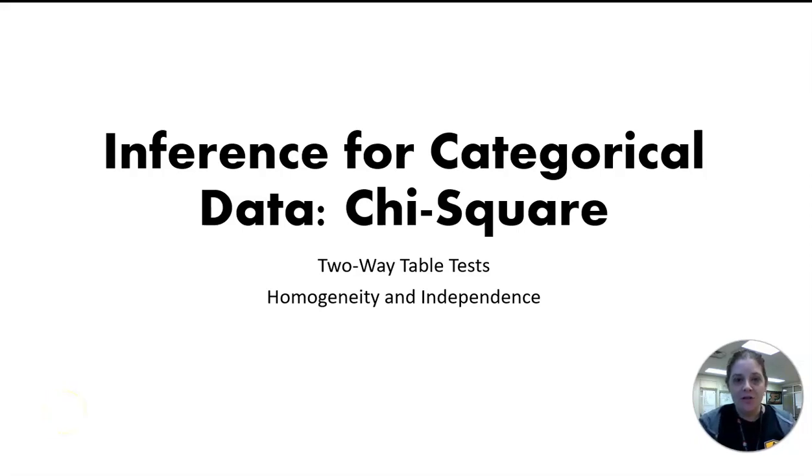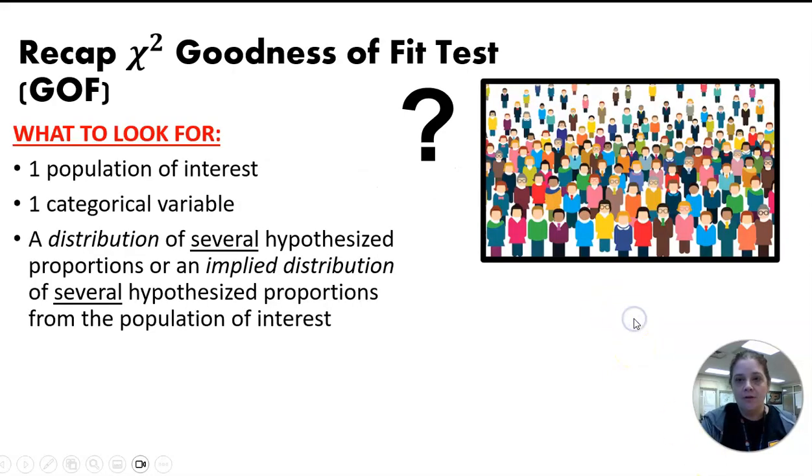All right, today we are going to talk about chi-squared tests for homogeneity and independence, which are the last two kinds of chi-squared tests in Unit 8. So today we are going to just recap real quick that goodness of fit test from last time.